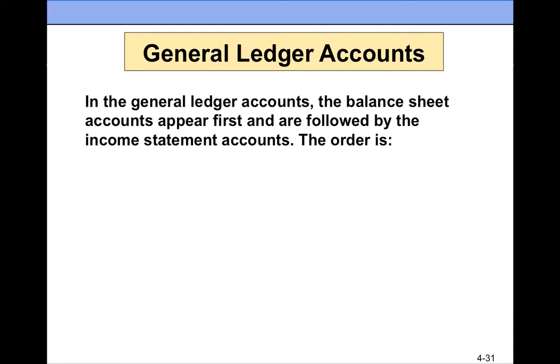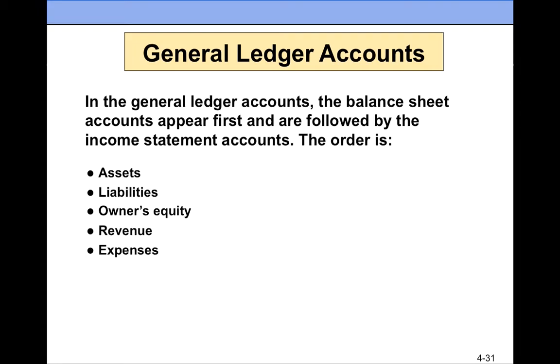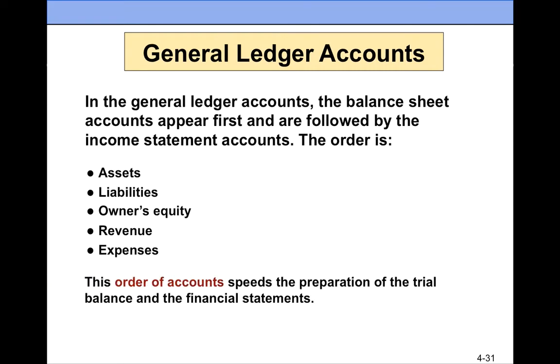Okay, the general ledger accounts. In the general ledger accounts, the balance sheet accounts appear first, right? So what we talked about in chapter 3 in regards to the chart of accounts, which accounts are numbered 100? Assets. So that's how they're going to be situated in the ledger. The asset accounts go first, and then they're followed by liabilities. They're followed then by capital and drawing, and then revenue, and then expenses. So the first 3 are balance sheet accounts, and the last 2 are the income statement accounts, and that's how they're going to be located in the ledger. This order of accounts speeds the preparation of the trial balance and the financial statements.